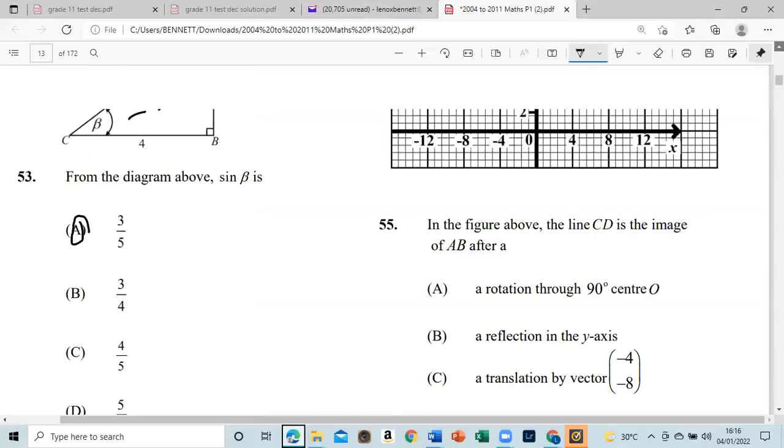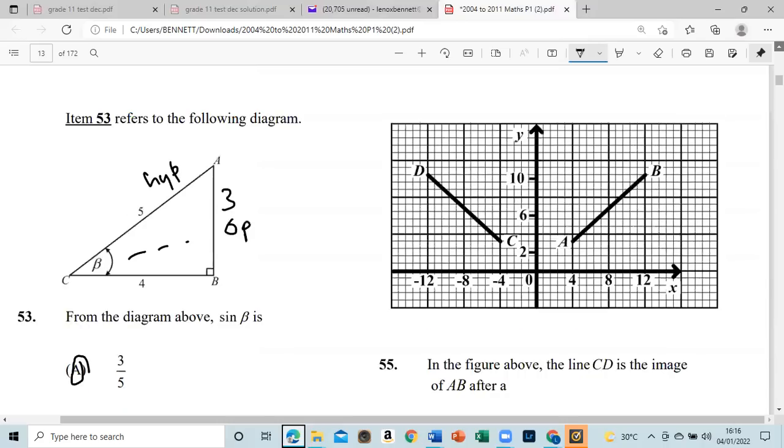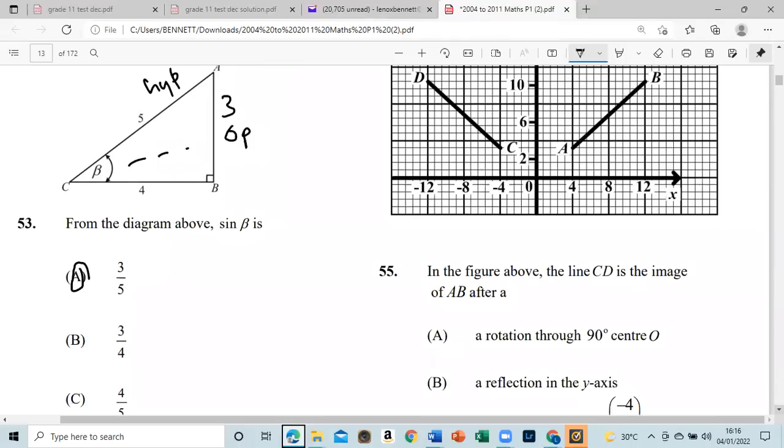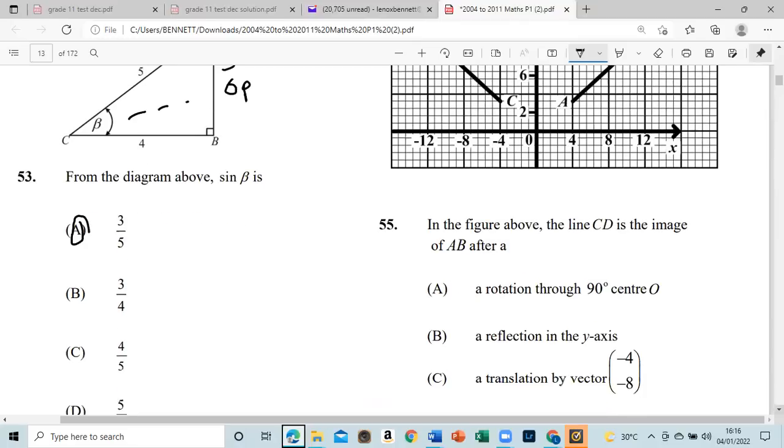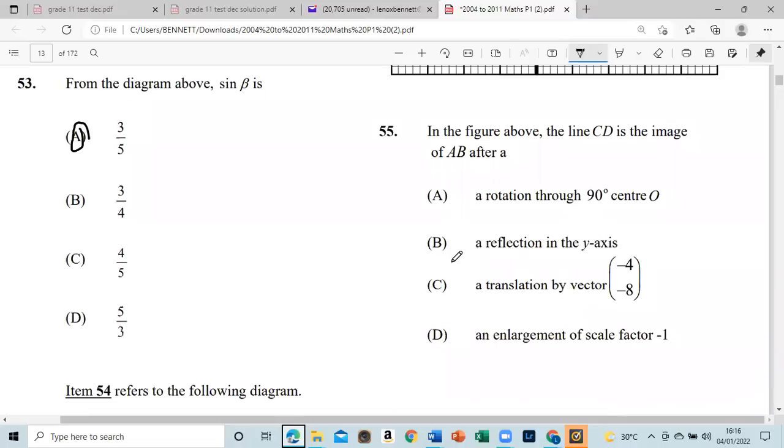This one now. Translation again. In the figure above, the line CD is the image of AB. In the figure above, AB line here. Rotation of the y-axis here. That is it, by looking at that picture.